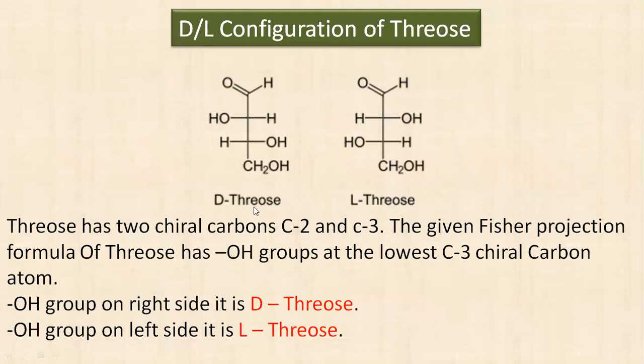This is for the threose structure. The threose structure has two chiral carbons, numbers 2 and 3. This is carbon number 1, 2 and 3. So carbon numbers 2 and 3 are the chiral carbon atoms. In the Fischer projection formula of threose, we consider the OH group at the lowest chiral carbon atom, number 3. If the OH group is on the right side, it is denoted by D-threose, and here the OH group on the left side is indicated by the L sign.